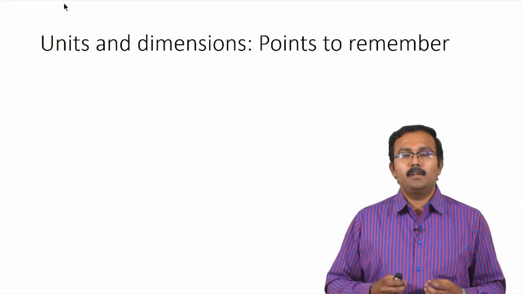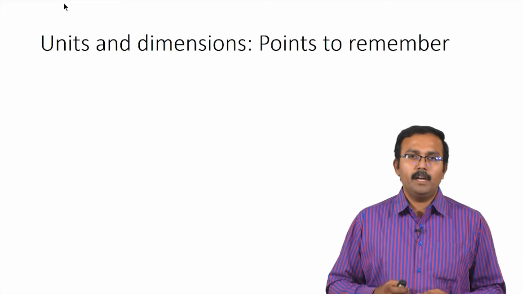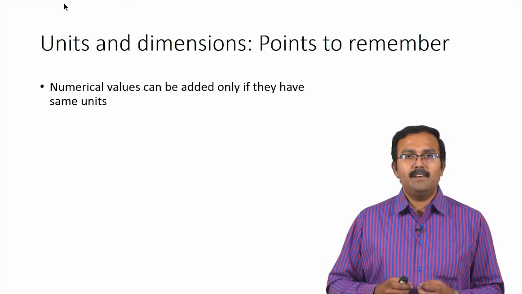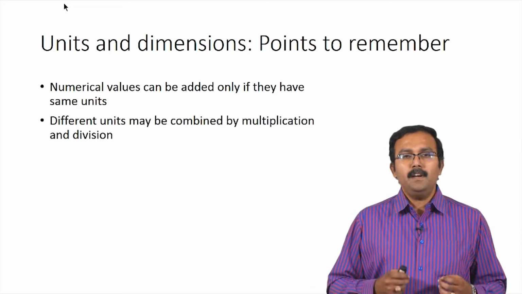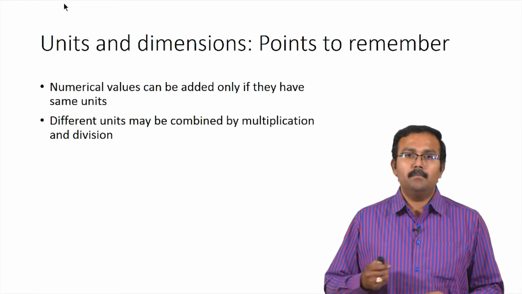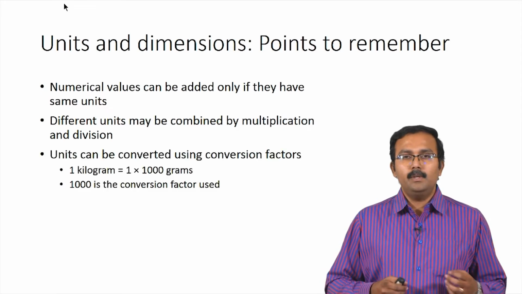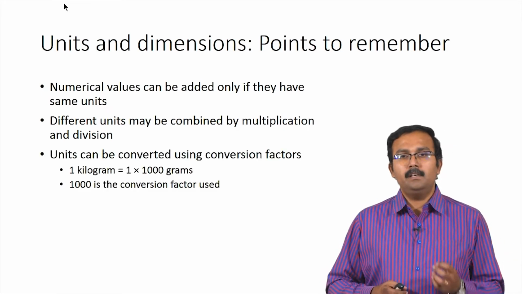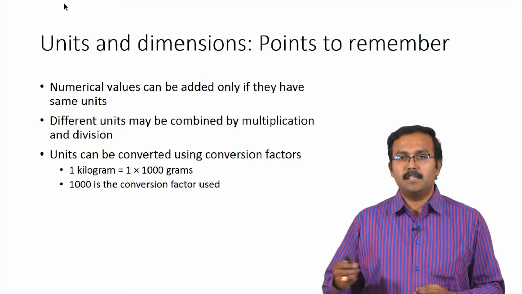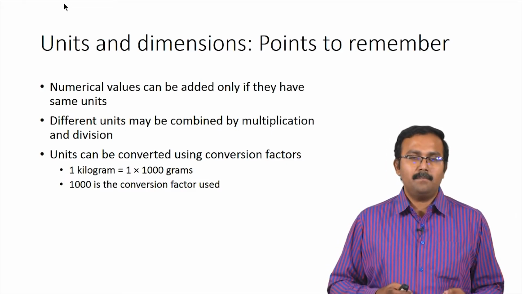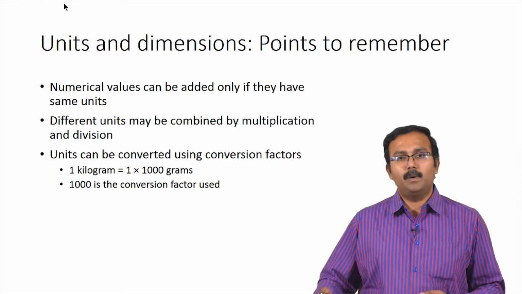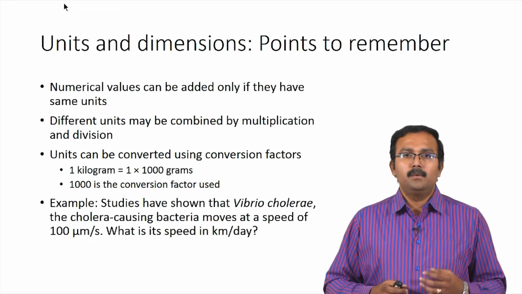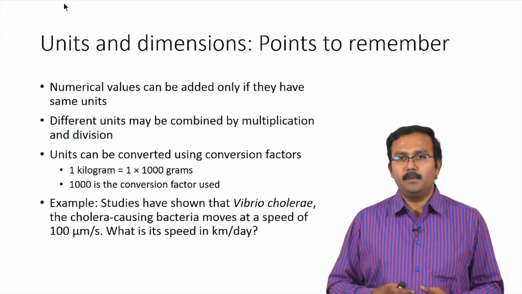When you're talking about units and dimensions, there are certain points which you need to remember. Numerical values can be added only when they have the same units. Different units can be combined by multiplication or division. Units can be converted from one unit to another using conversion factors. 1 kilogram can be converted to grams by multiplying it with a conversion factor of 1000. Here is an example where we try to perform this kind of a unit conversion.